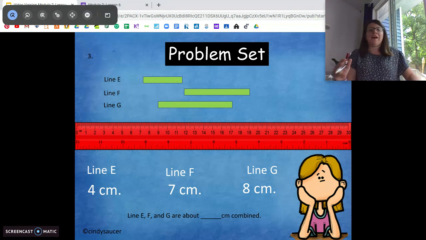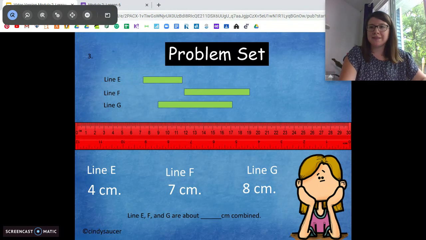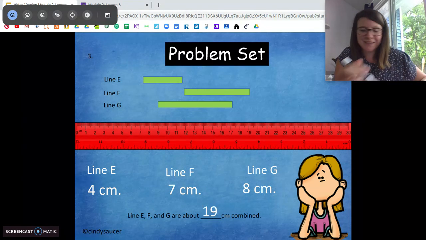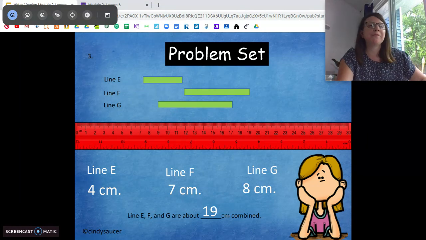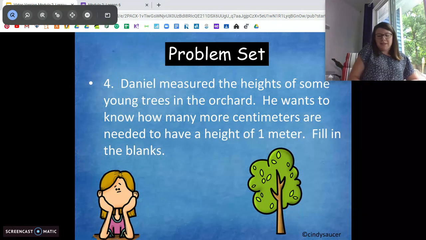All right, see what you got. 4 plus 7 plus 8 is 19 centimeters. So all three lines combined are 19 centimeters. Awesome job. All right, word problem time.